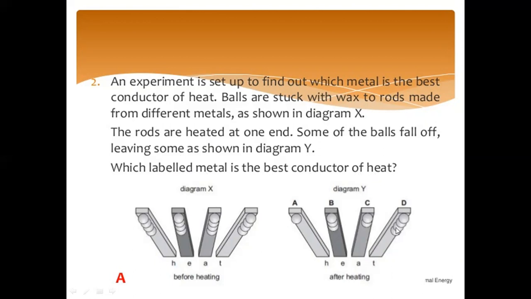We have already 1, 2, 3, 4 balls. At D, all 4 are still here after heating. For C, 2 fall and 2 are still here. For B, 1 falls and 3 are still here. For A, only 1 is left. So which one is the best conductor? For sure A, since 1 is left here and 3 fell down.